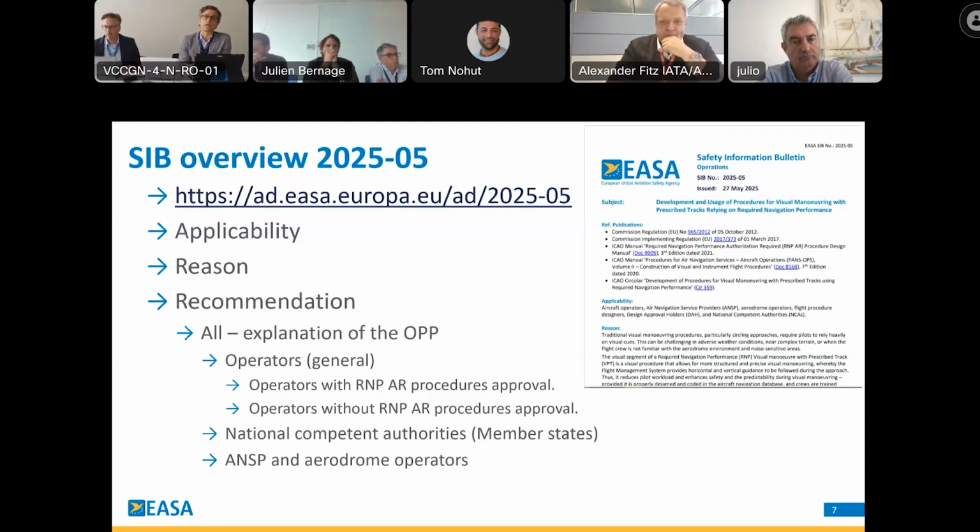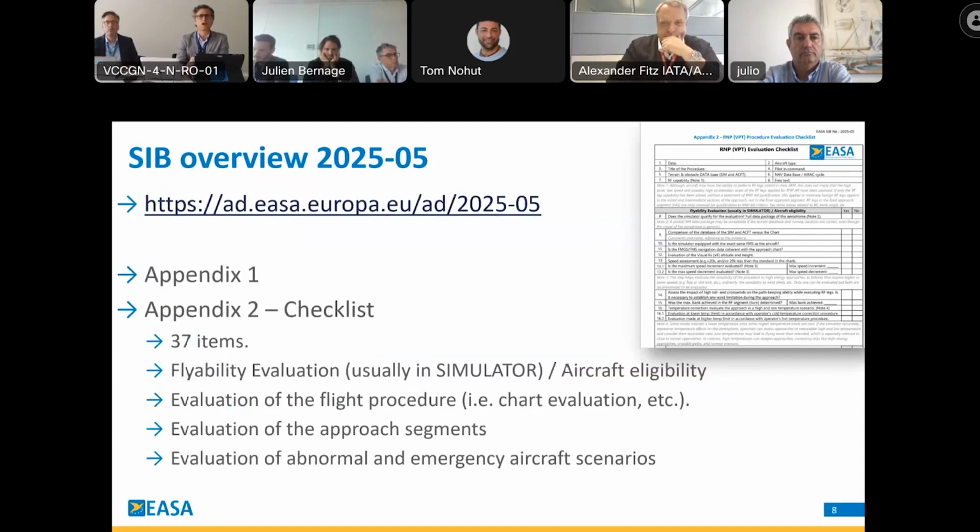Pay attention to the ANSP because there's a small requirement for a safety assessment in accordance with Regulation 2017, the ATM regulation, and you have the 205 point in which we talk about the safety assessment, and we recommend that you do that as an ANSP. Finally, you have two appendices. Appendix 1 is basically to explain all the terms.